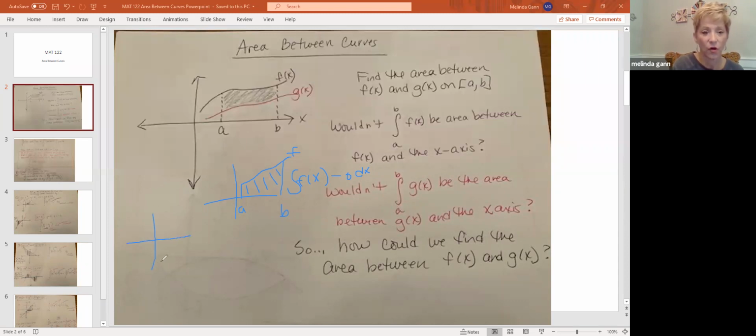Okay, now what if you had this instead? What if your whole curve was below the x-axis? So again, here's your A, and here's my B, and my f is down here.